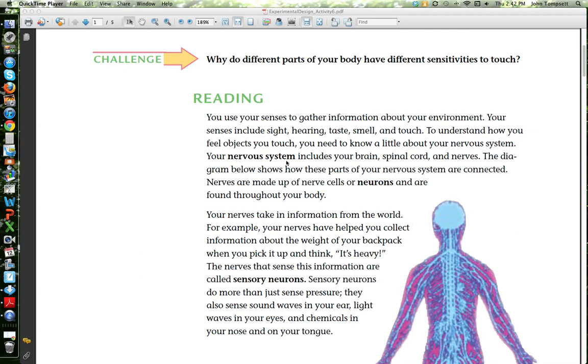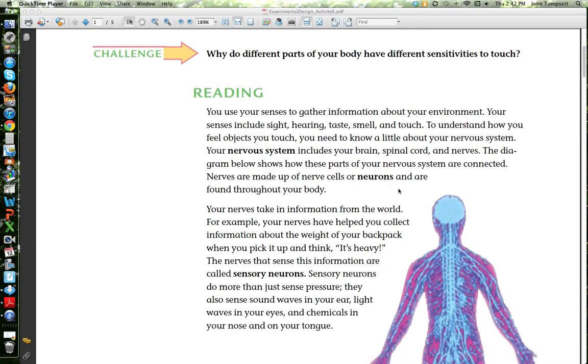Again, you can see two bolded sections. Those are vocabulary words that should be written in your science notebook. Your nerves take in information from the world. For example, your nerves have helped you collect information about the weight of your backpack when you pick it up and think, it's heavy. The nerves that sense this information are called sensory neurons. Sensory neurons do more than just sense pressure. They also sense sound waves in your ear, light waves in your eyes, and chemicals in your nose and on your tongue.